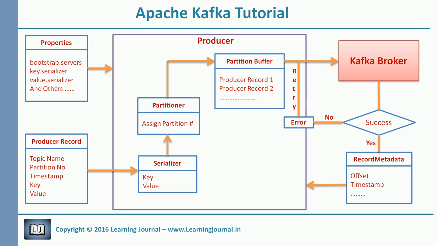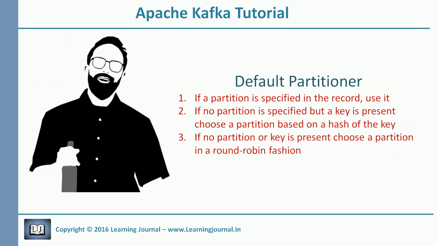I already explained that Kafka Partitioner is responsible for deciding the partition number for each message. We also discussed the behavior of the default partitioner. Let me quickly recap it. The default partitioner follows these rules. If a producer specifies a partition number in the message record, use it. If we don't hardcode a partition number, but we provide a key, choose a partition based on a hash value of the key. If no partition or key is present, pick a partition in a round-robin fashion.